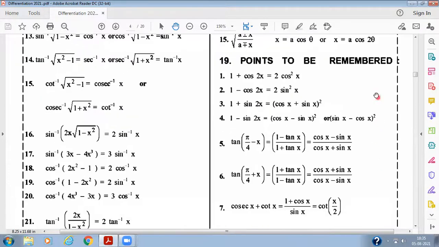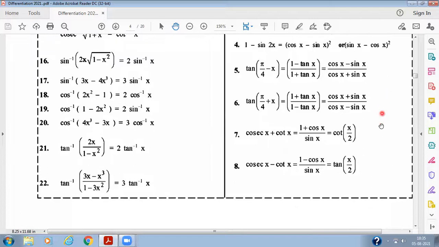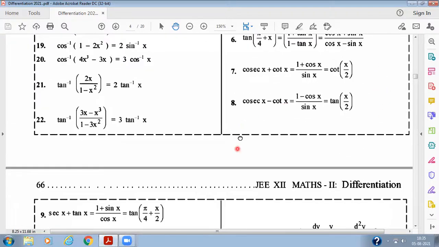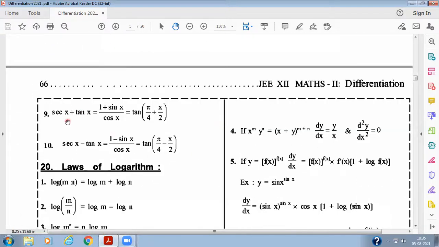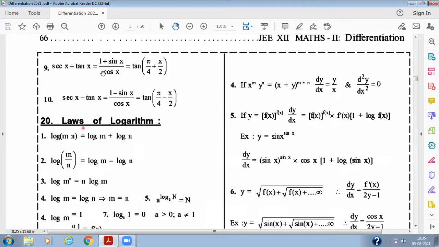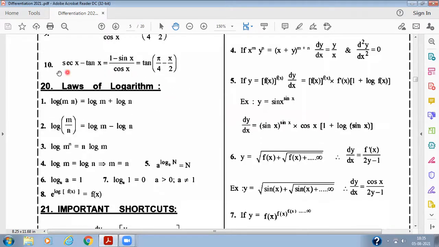You can just go through it. तो ये सारे formulas आप जितना याद रखोगे उतना better है. 9, the 10th one, everything. Then we are already familiar with point number 20, laws of logarithm. Laws और results दोनों हैं इसमें. So these are the 8 points under point number 20, which we need to remember. Laws of logarithm important है.